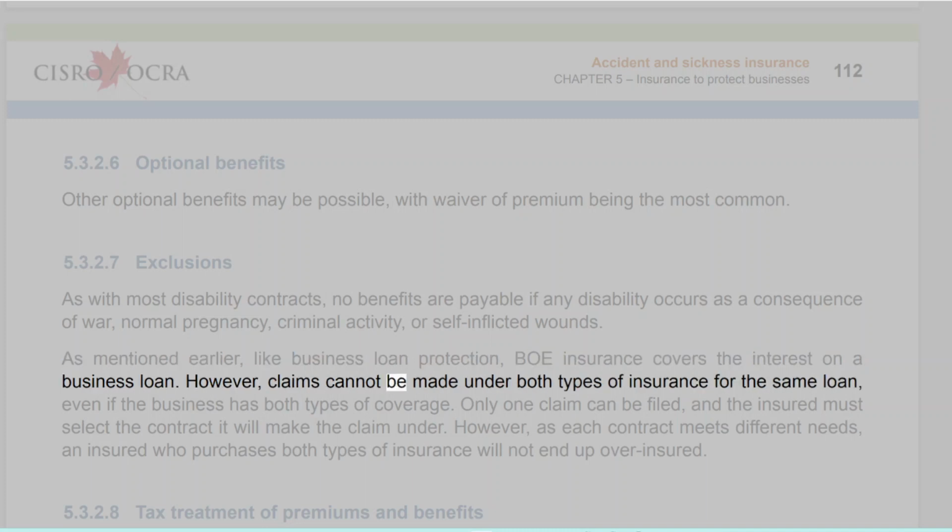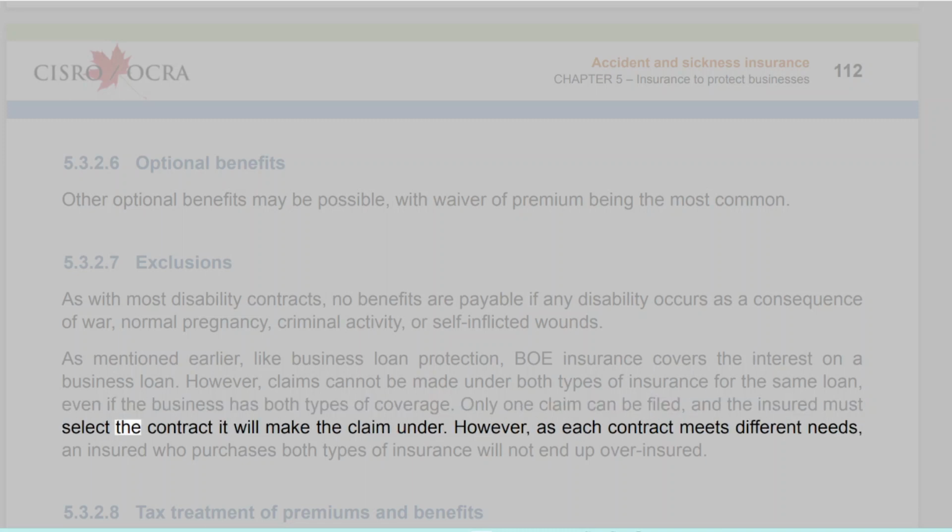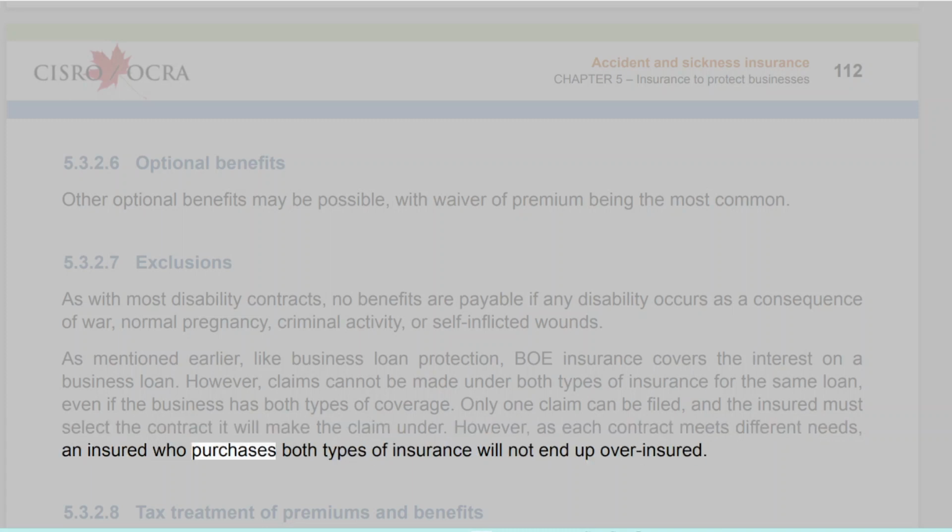However, claims cannot be made under both types of insurance for the same loan, even if the business has both types of coverage. Only one claim can be filed, and the insured must select the contract it will make the claim under. However, as each contract meets different needs, an insured who purchases both types of insurance will not end up overinsured.